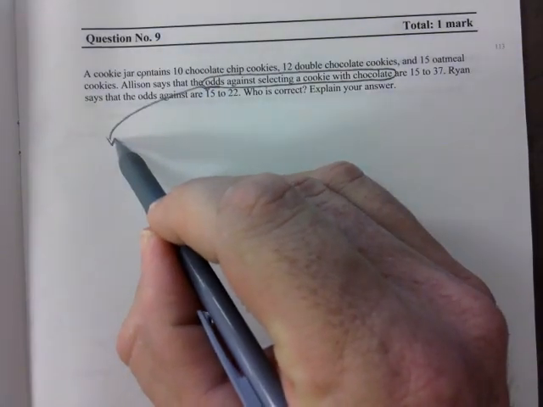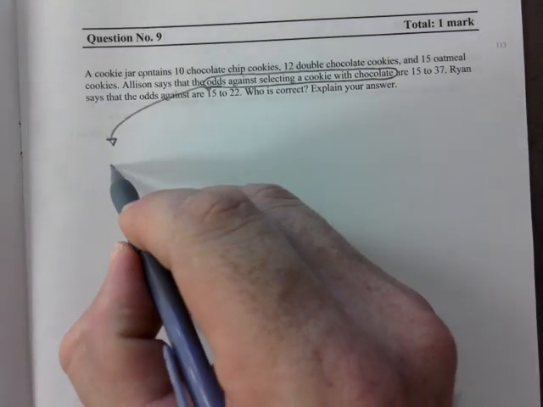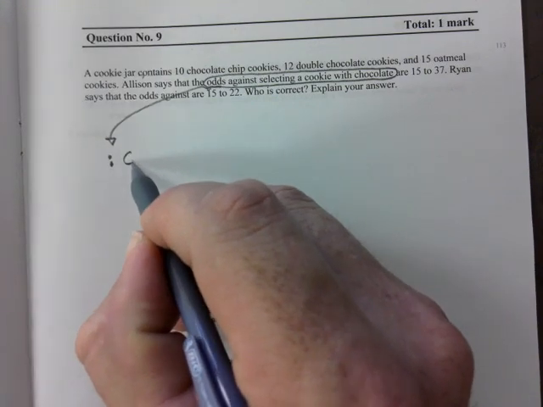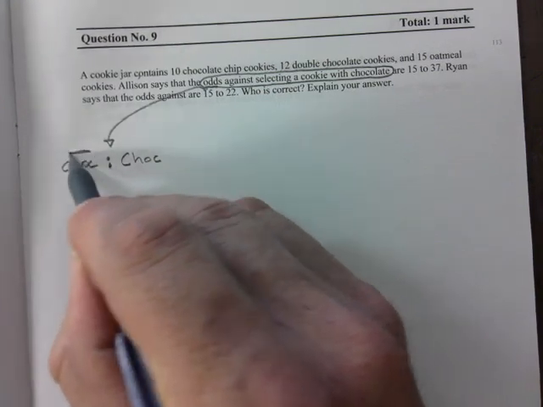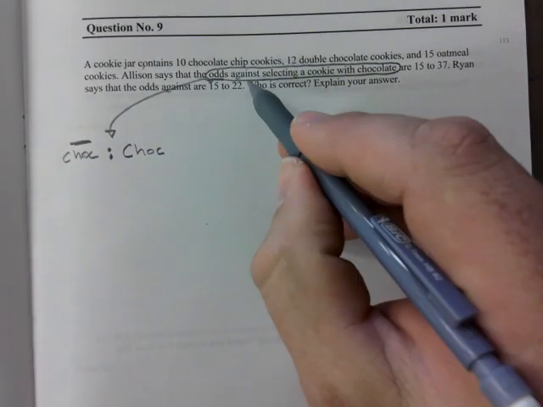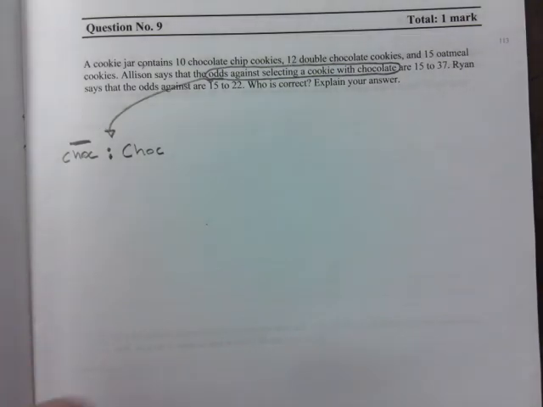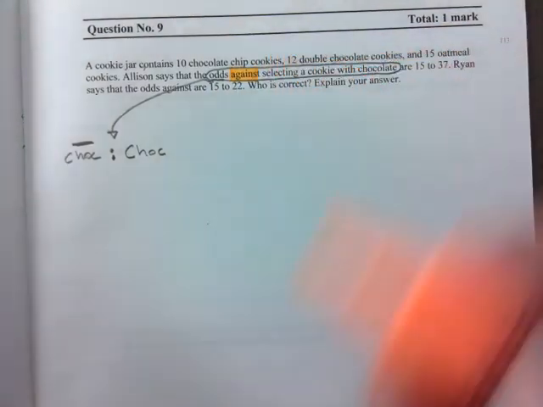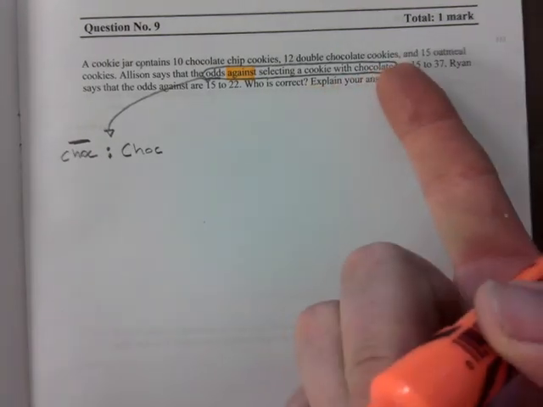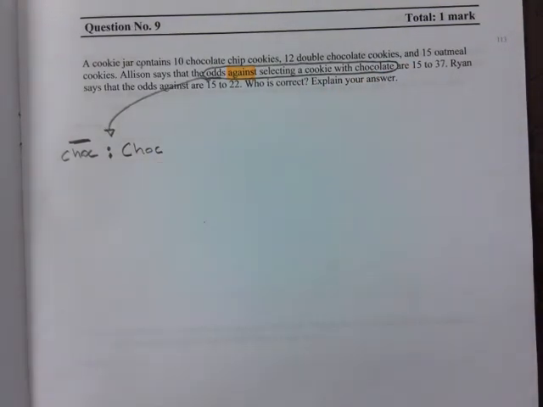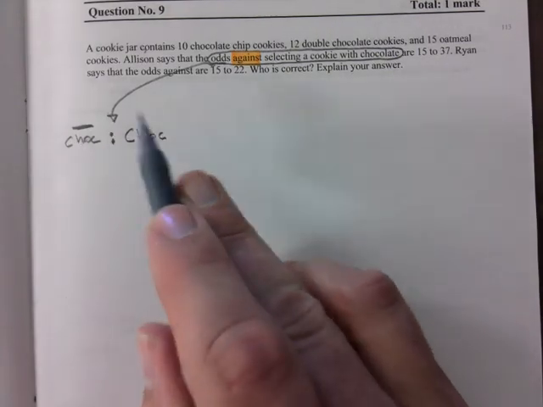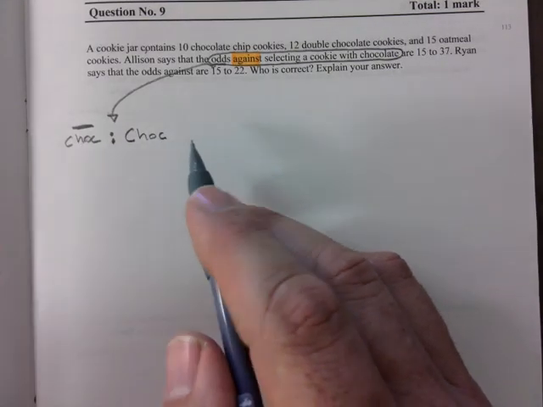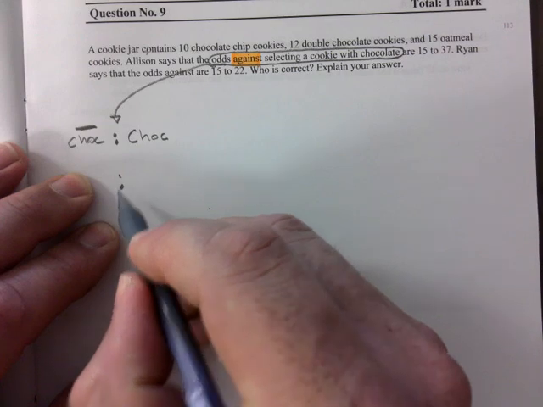So what would that look like with letters? Odds against chocolate would be chocolate here, and everything that isn't chocolate would be over here. That's when it says that word against, which is what you need to highlight if you're highlighting. Against the event, and the event is grabbing a chocolate, so you put it on that side. In favor would have been chocolate, not chocolate, right? Okay, so now let's put in some numbers.